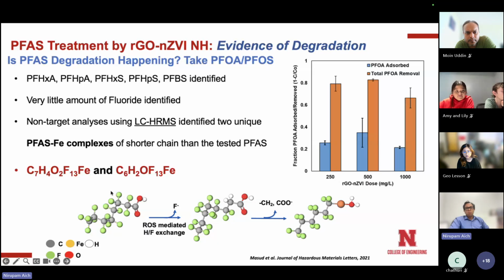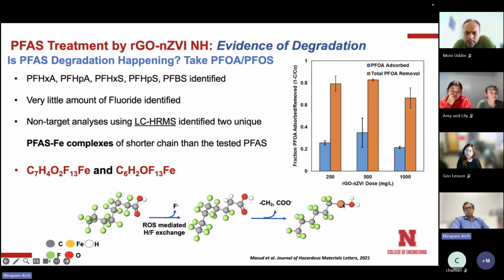I'm not going to explain everything, but what this example shows, in this bottom figure, is that we were able to break down an eight carbon PFOA or PFOS. If you look at this carbon number, we could break down an 8 carbon chain to a 6 carbon or 7 carbon chain. And then the one issue that we found is that the iron, which we are using as catalyst, then goes and binds.